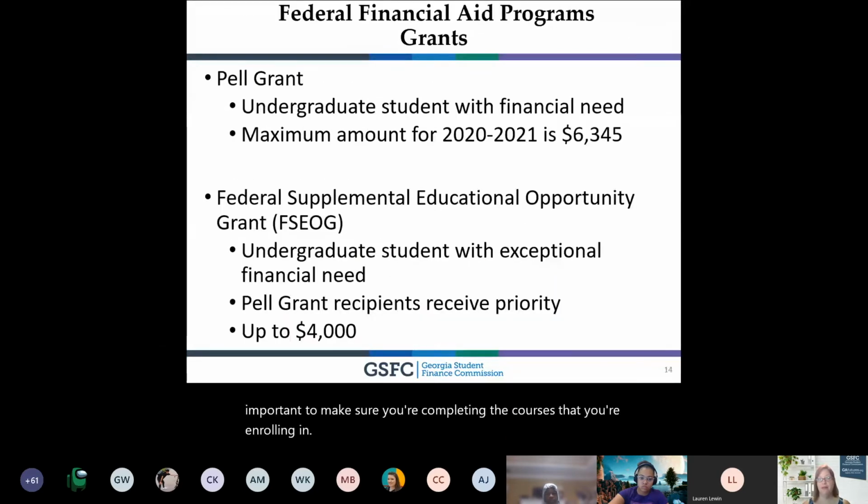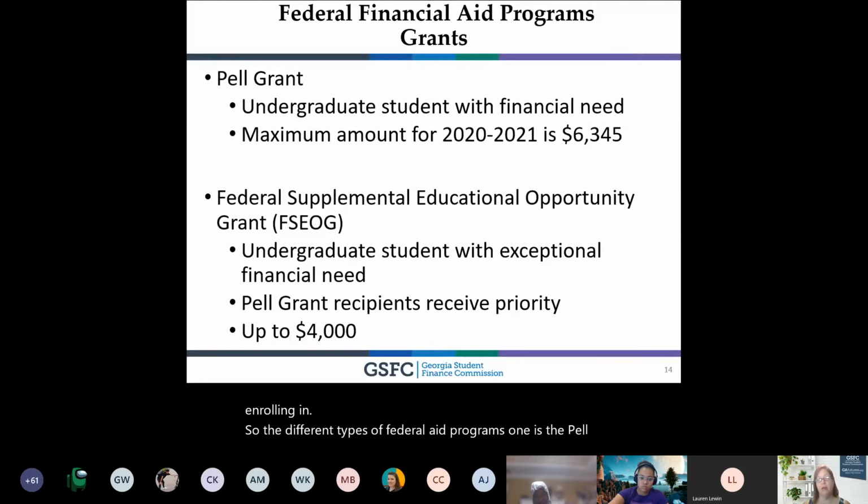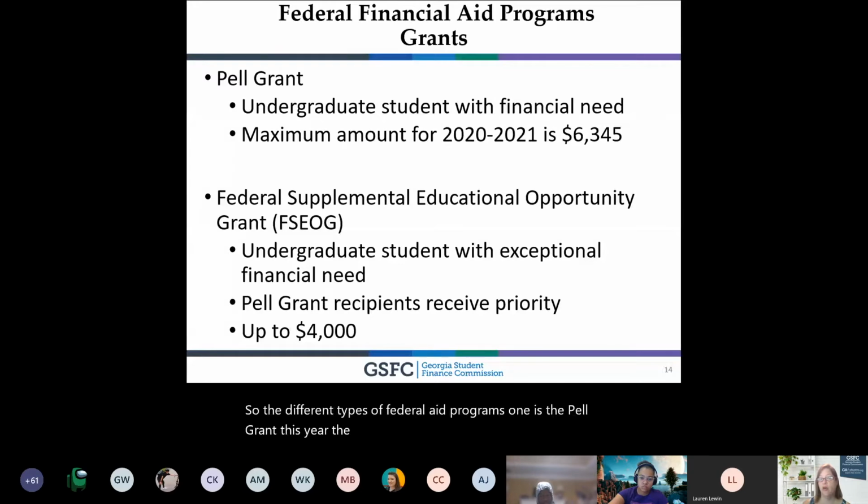So the different types of federal aid programs, one is the Pell Grant. This year, the most students get is just a little over $6,000 for the year. Pell Grant is not an all or nothing, so you could actually get less than that depending on your EFC. Your EFC is your expected family contribution, and that number is developed based on the FAFSA and the information that you put on the FAFSA. And we'll talk about that a little bit later. So Pell Grant is free money to use.